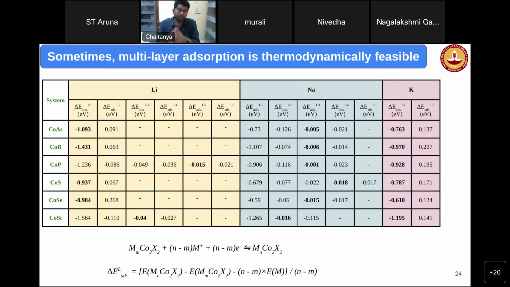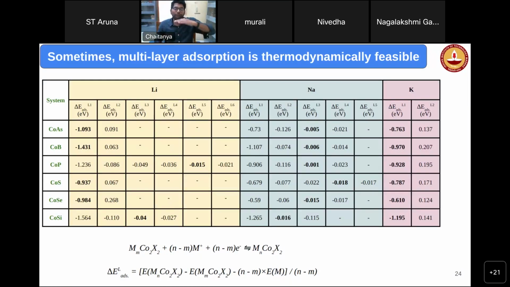So for the case of cobalt arsenide, only one layer of lithium can be absorbed, whereas I found that it can absorb up to 3 layers for the sodium, whereas for the potassium it is again only 1 layer. So you might worry that, oh, this is also negative, why did he not consider it? Okay, the reason is there are several cases where we should not be considering.